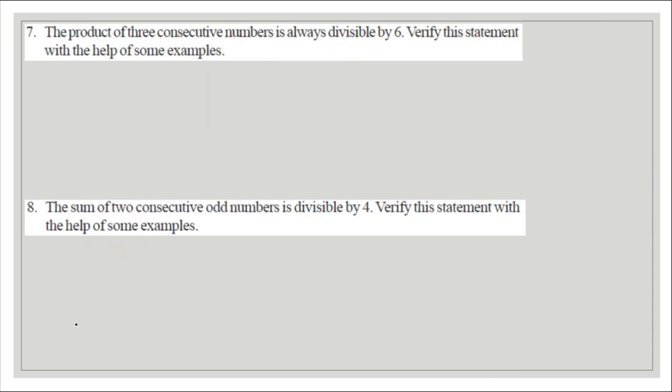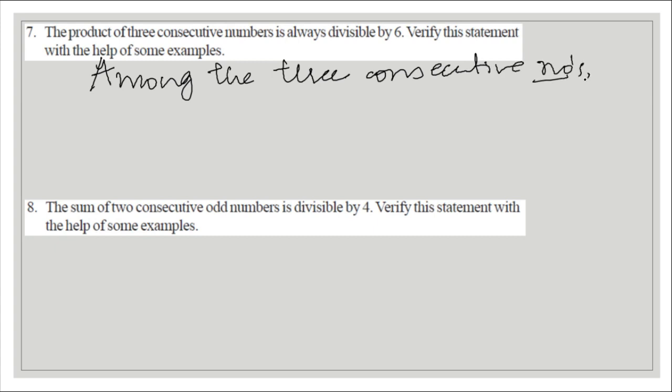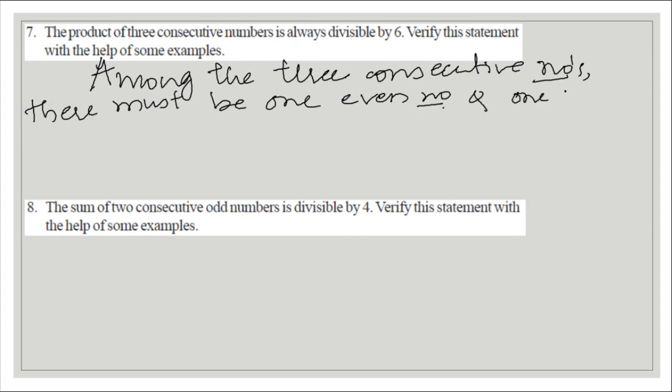Let's take up question 7. The product of 3 consecutive numbers is always divisible by 6. Verify this statement with the help of a few examples. Remember, among the 3 consecutive numbers, there must be one even number and one multiple of 3.